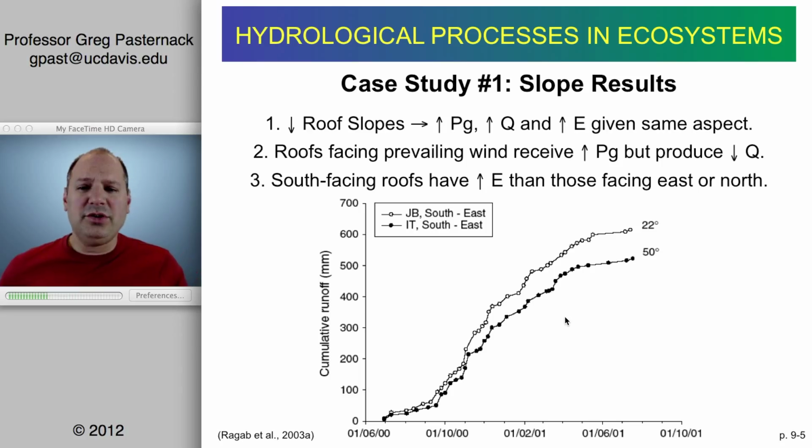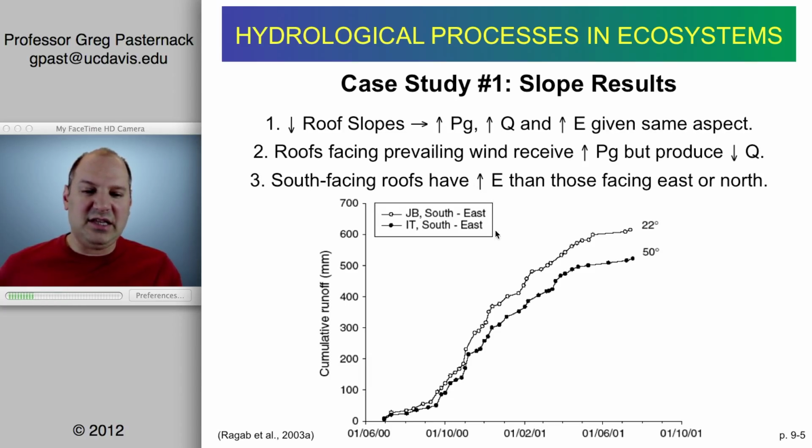So let's look at the results in terms of what they found. Less sloped roofs receive more rainfall overall, and as a result, they have more total precipitation. And if you hold the same aspect in terms of sun angle, you get more evaporation. Roofs that are facing the prevailing wind direction will receive more rainfall, but they also will have more evaporation because the wind promotes evaporation. And south-facing roofs are getting more sunlight, so they have more evaporation.